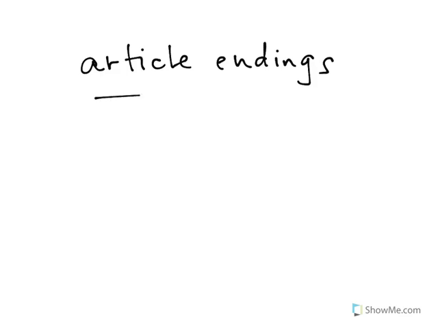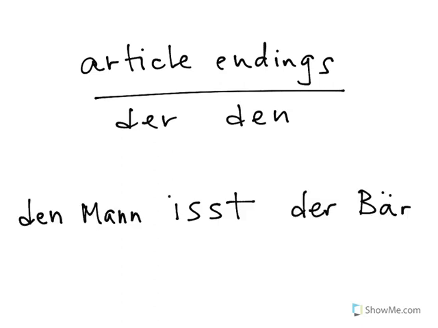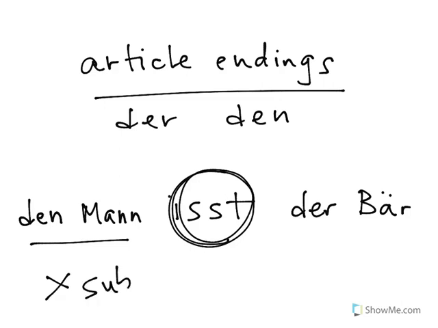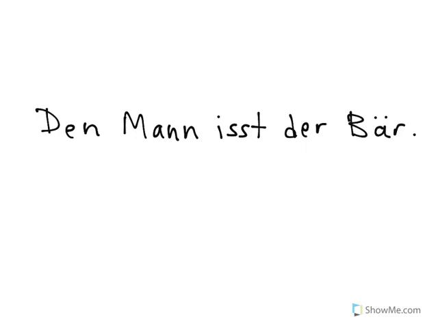The way we know this in German is from the article endings, so that der and den I was talking about earlier. Information can revolve around the verb in German. Think of the verb as the fixed point in a sentence. Let's use the verb ist. Information can revolve around that verb. So, just because you start with den Mann in German doesn't mean that it's the subject. The only way to know what is the subject and what is the object is by looking at those article endings.